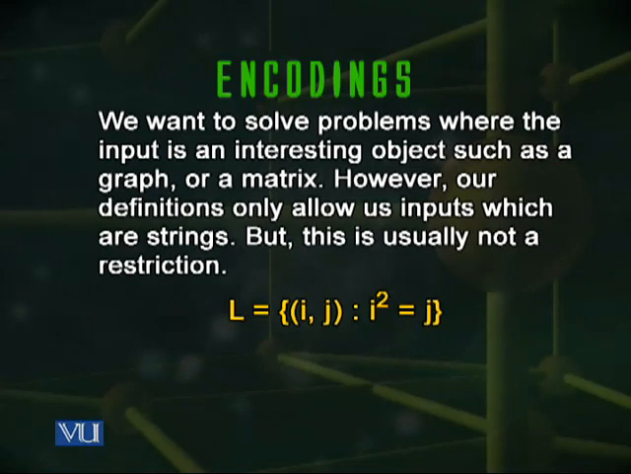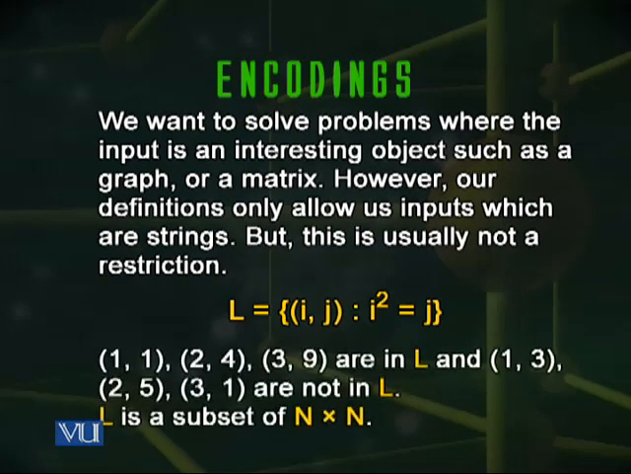So L is a language which consists of pairs i, j such that i squared is equal to j. So certain pairs which are in this language are (1, 1), (2, 4), (3, 9), and so on. And pairs of integers which are not in this language are (1, 3), (2, 5), (3, 1). They do not belong into this set. This is a subset of natural numbers cross the natural numbers.